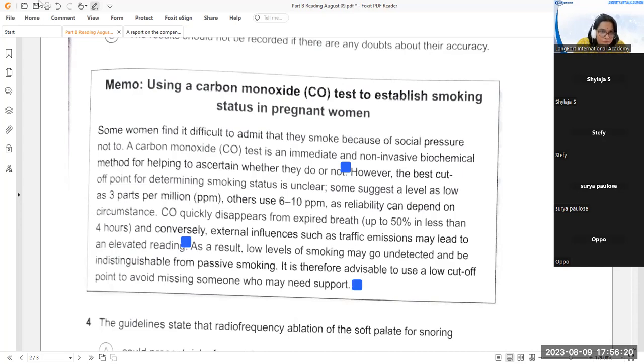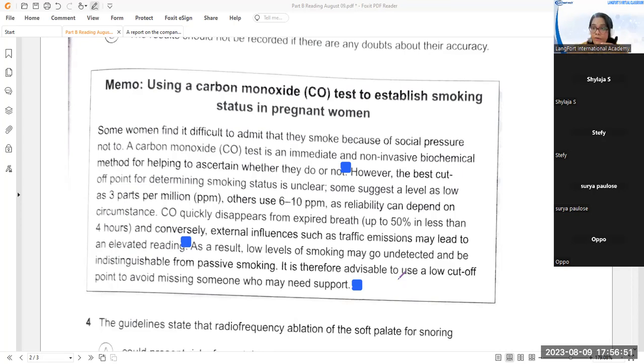As a result, low levels of smoking may go undetected and be indistinguishable from passive smoking. It is therefore advisable to use a low cutoff point to avoid missing someone who may need support. So they are saying women might not disclose their smoking status when they're pregnant because of being afraid of the society. So we need a non-invasive and immediate test, that is the CO test. But the cutoff point, we are not sure about it, and it can vary depending upon the circumstance.